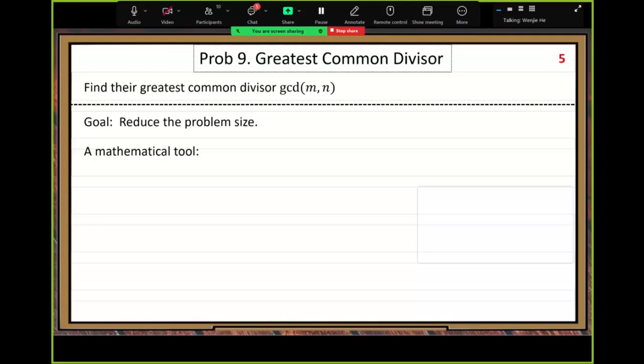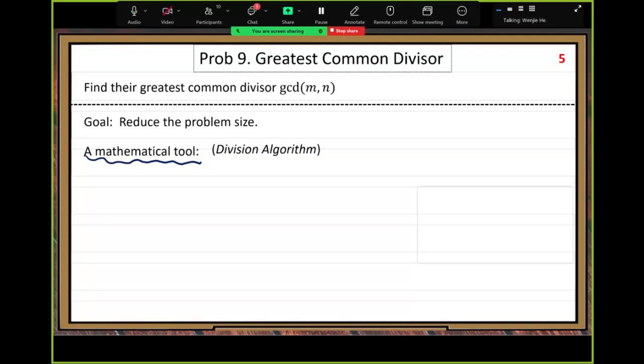And here we need some mathematical tool to help us reduce the problem size. So what's the tool? Let me give you the tool first. It's called a division algorithm.